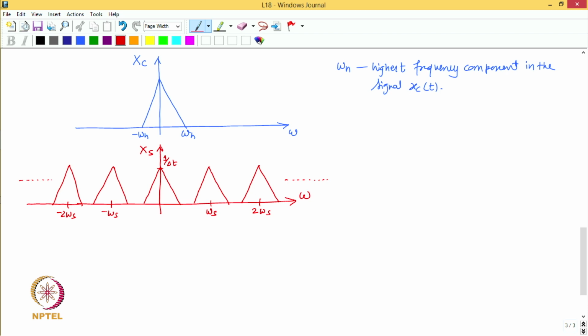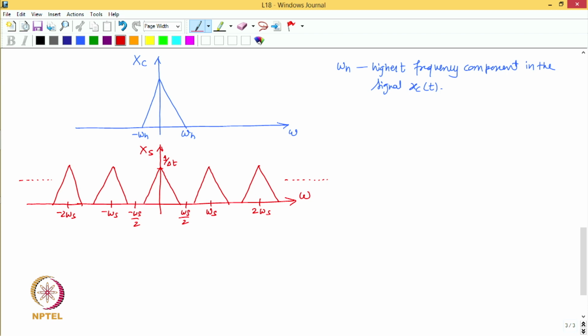So this is nothing but X_s(omega). Therefore it is easy to see from here that X_s(omega) is periodic, and the periodicity can be seen from 0 to omega_s, or from minus omega_s by 2 to omega_s by 2, which also can be considered as one period of X_s(omega).